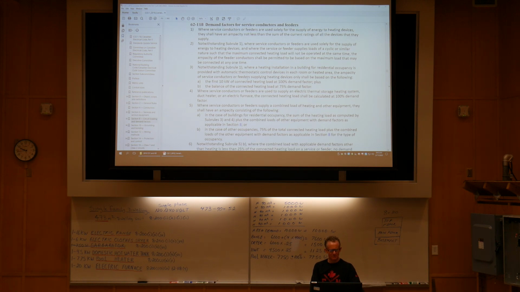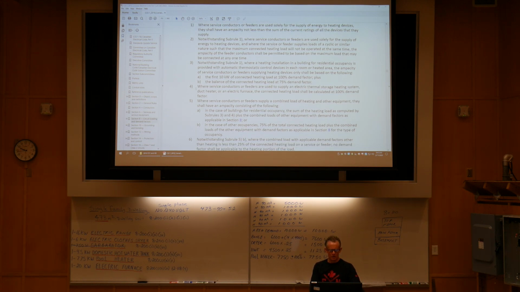So we have to carry on. We get down to subrule 4. Where service conductors or feeders are used to supply an electric thermal storage heating system, duct heater, or an electric furnace, the connected heating load shall be calculated at 100% demand factor. So right there, we know that that is the rule that this electric furnace is to go into the service at: 100%, no break at all.